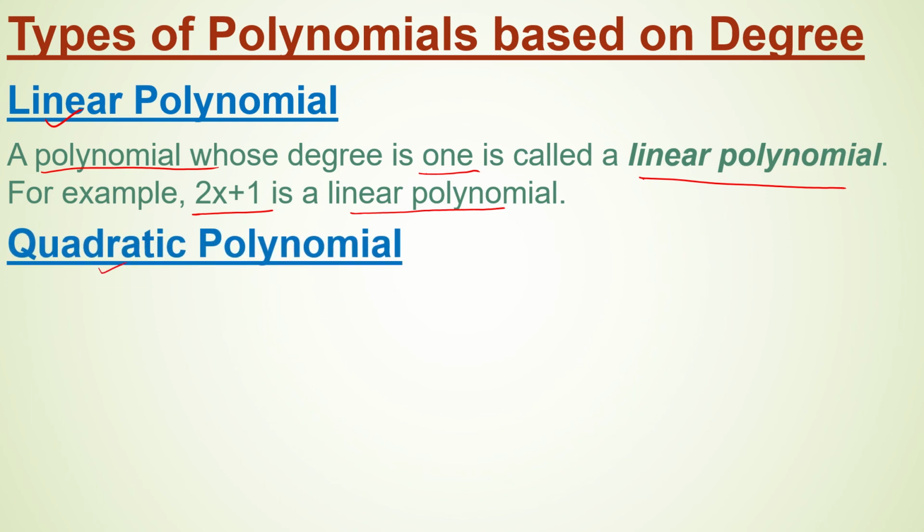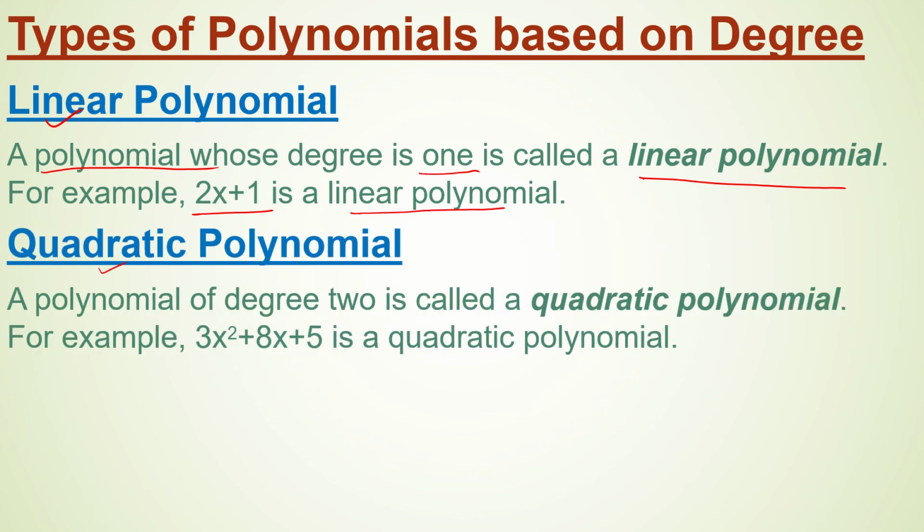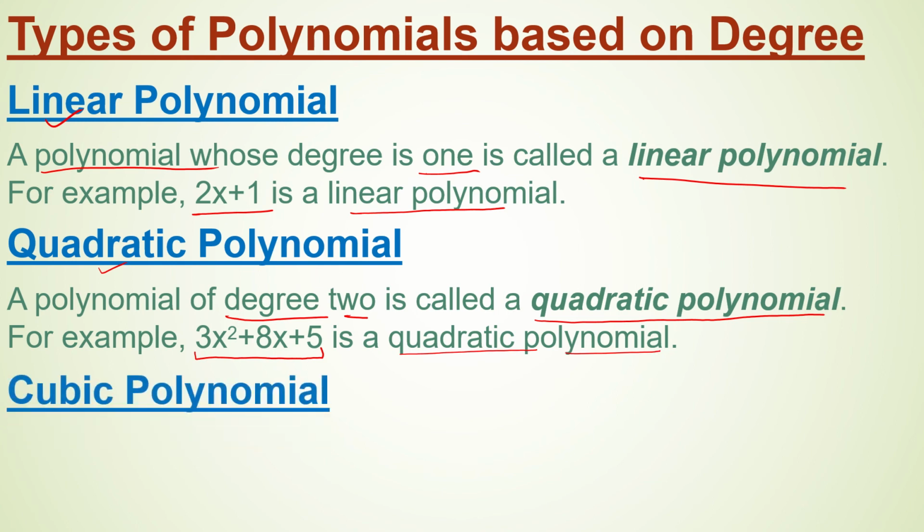Next is quadratic polynomial. A polynomial of degree 2 is called a quadratic polynomial. For example, 3x square plus 8x plus 5 is called a quadratic polynomial.